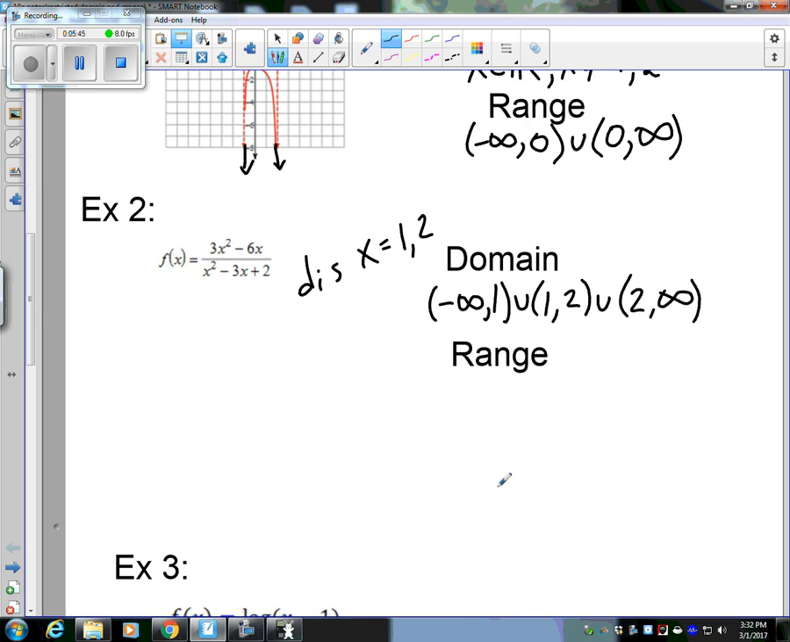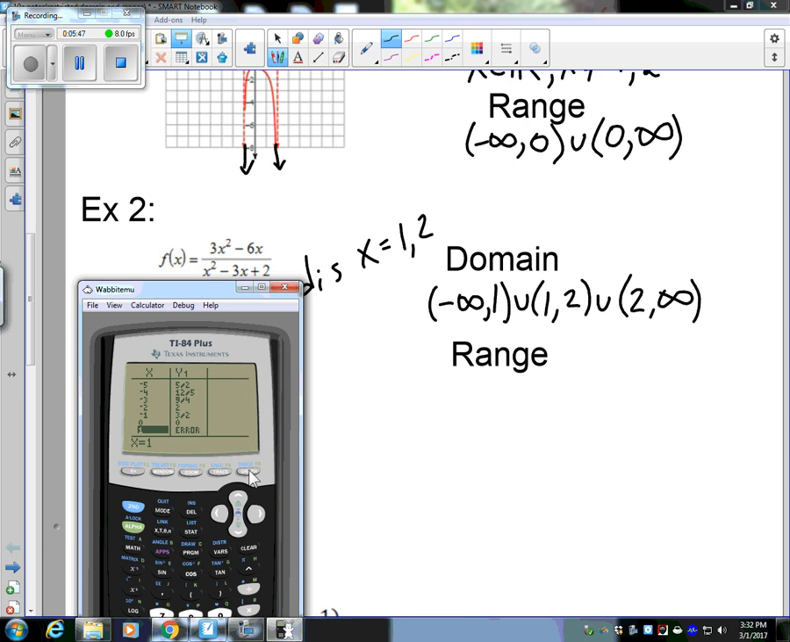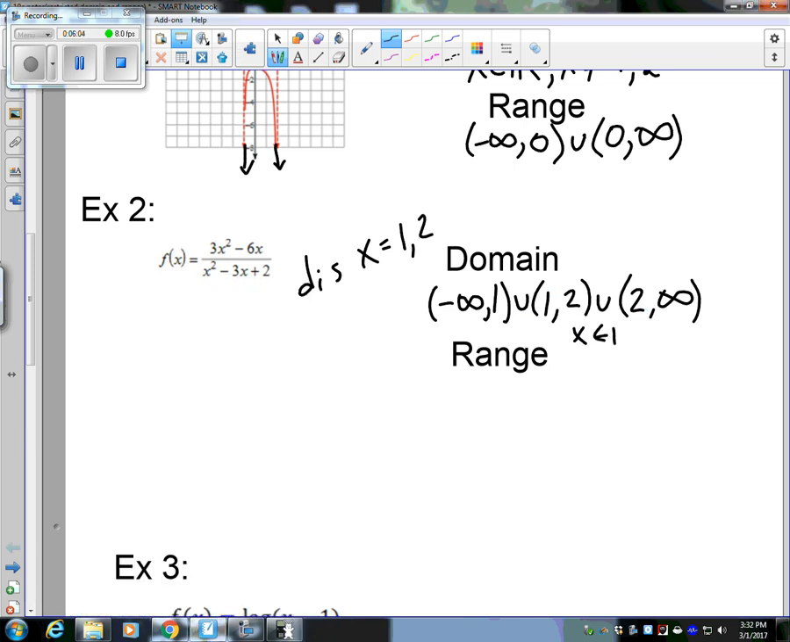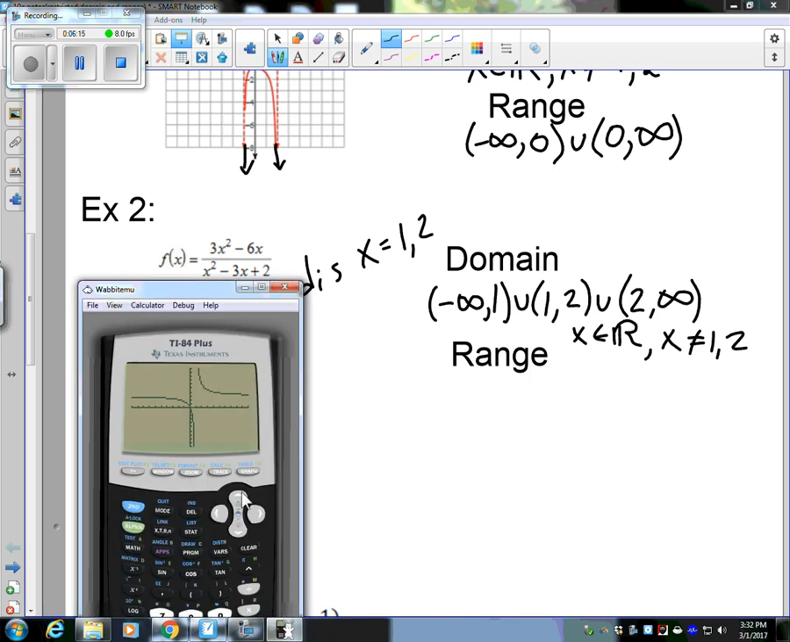Now you can look at the graph, and you can see that there's a vertical asymptote at, it looks like, 1, and there must be a hole at 2, since there's no vertical asymptote there. So you can write it this way, just like up top. You could also write, and this might be easier, x is all real numbers, but x cannot equal 1 and 2. You could write it that way too. I just like to keep with one thing and keep doing that.